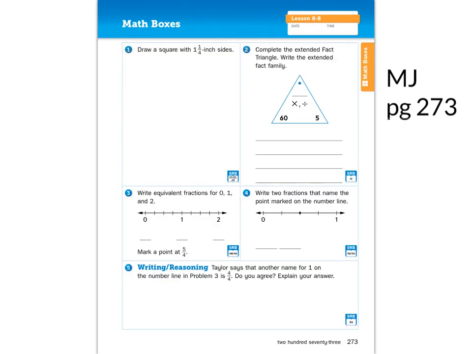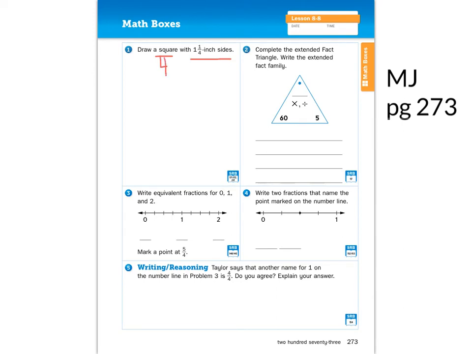All right, today we're going to open up our math journals to page 273. This is the only math journal page that we're going to do today because a lot of it was just kind of watching the videos and learning about the different solid shapes. So for number 1, we are going to draw a square, and we remember that a square has sides that are all the same length, and they would like the sides to be 1 1/4 inch sides. And remember, a square has 4 sides, so I want to see 4 equal sides there.